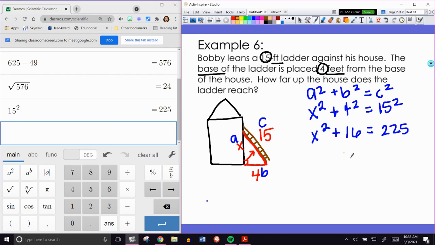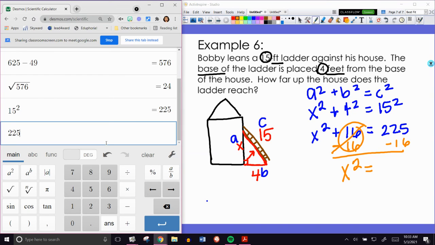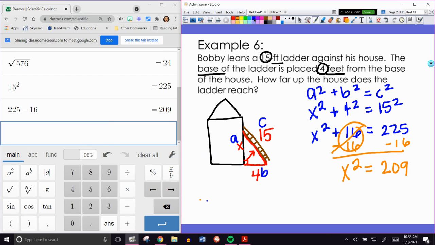Now again, right here, I have a letter plus a number. I can't do that, so I need to do the opposite of addition, which is to subtract. So I'm left with x squared equals 225 minus 16, and that gives me 209. And again, I need 1 x, not x squared, so I'm going to do the inverse or the opposite operation. So x is going to equal the square root of 209.